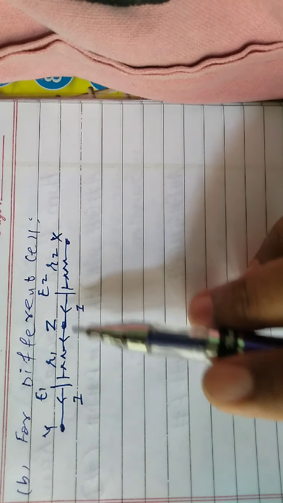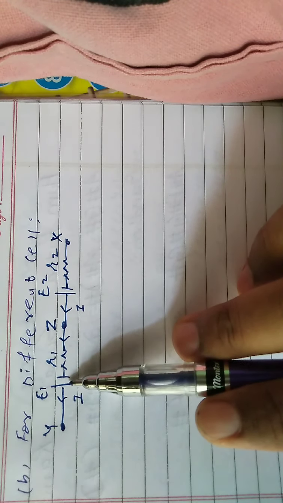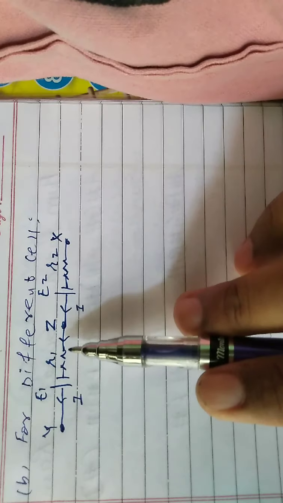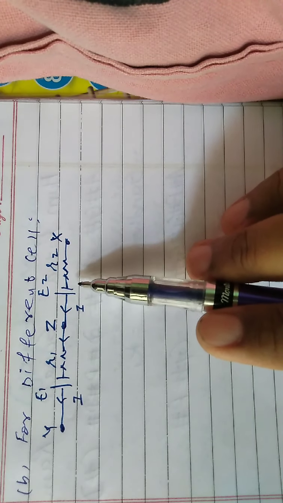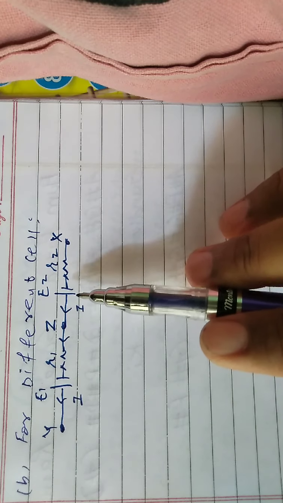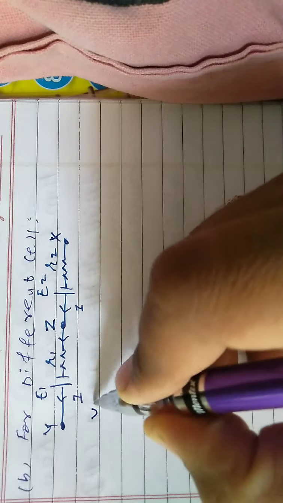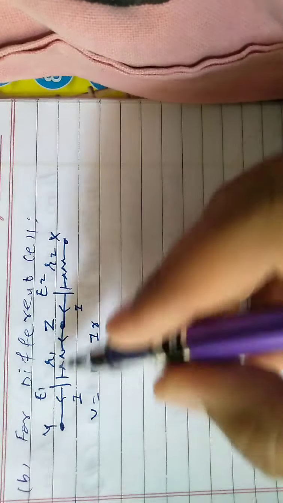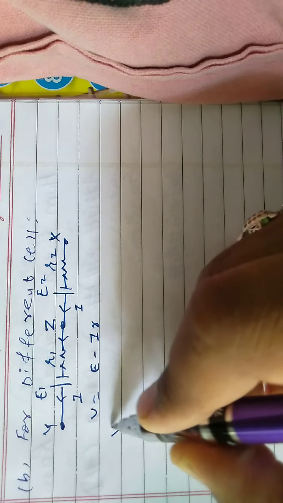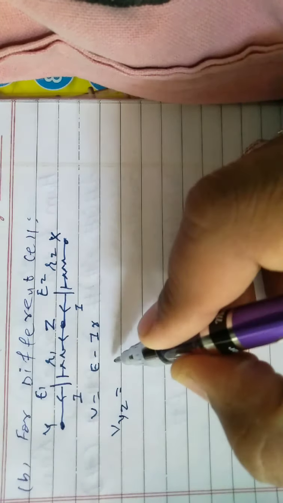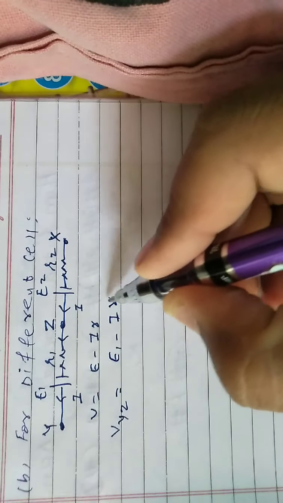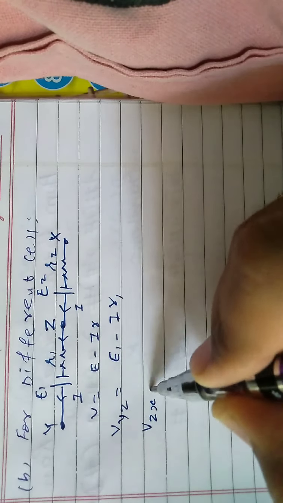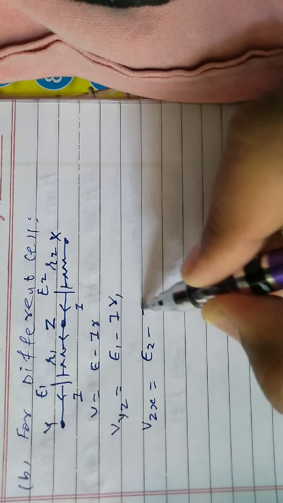Next topic is for different cells. Let two cells of EMF E1 and E2 have internal resistance r1 and r2. They are connected in series combination. In series combination, the current flowing in the circuit is the same. So we can use the equation V is equal to E minus Ir. Now between Y and Z, potential VYZ is E1 minus I into r1. Between the points Z and X, VZX is equal to E2 minus I into r2.